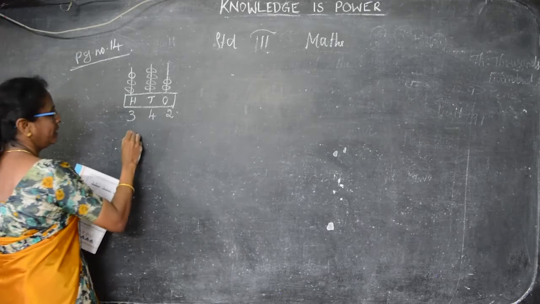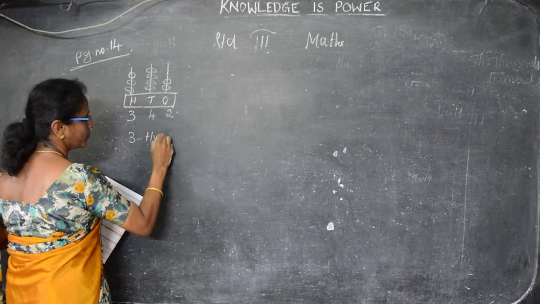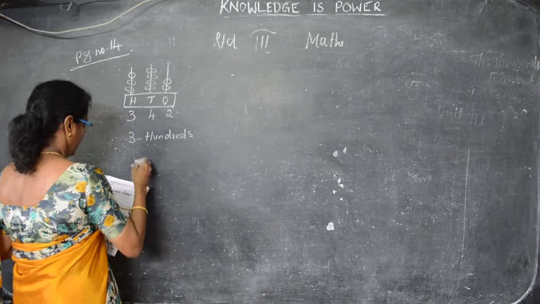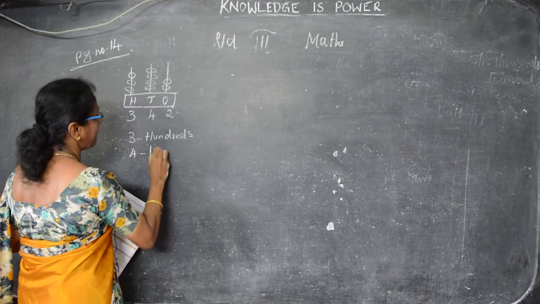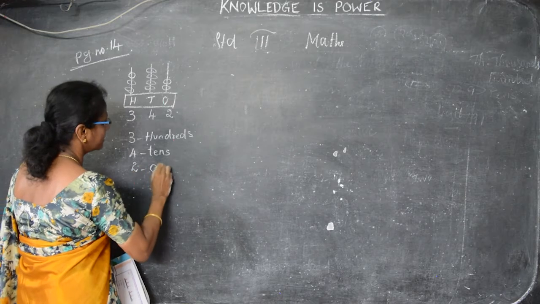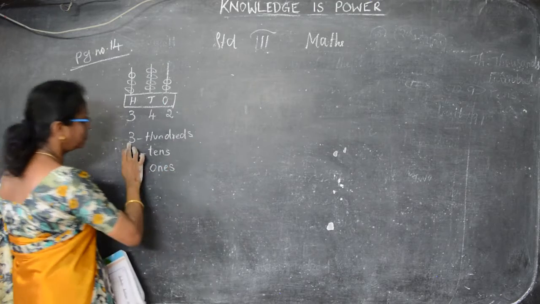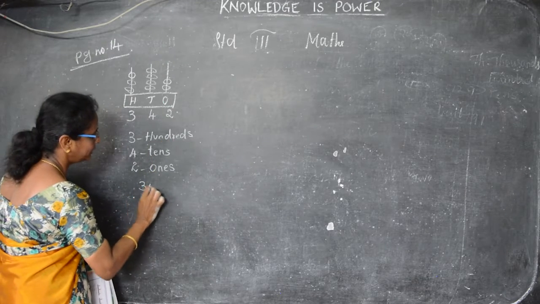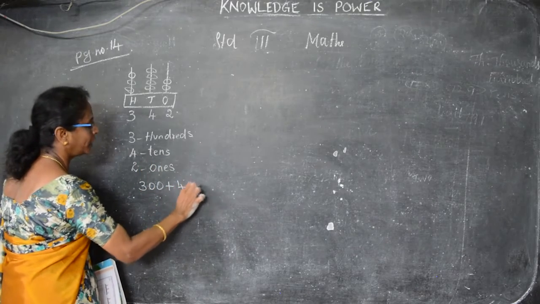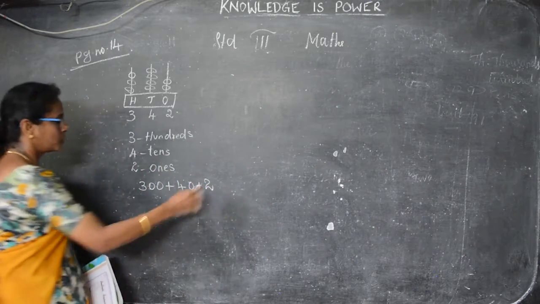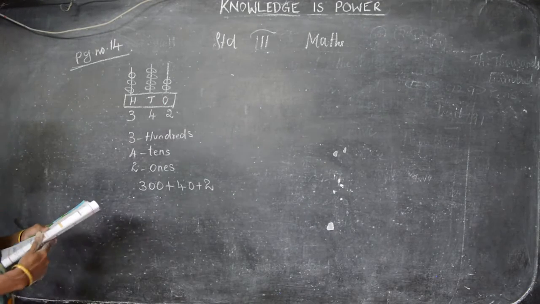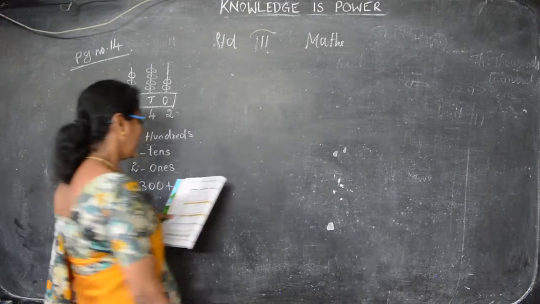So you can write 3 hundreds, four tens, and 2 ones. So every day, you know, 3 in the hundreds place is 300, plus 4 in the tens place is 40, 2 in the ones place is 2. This is the 342. Okay, now you have to write this again.